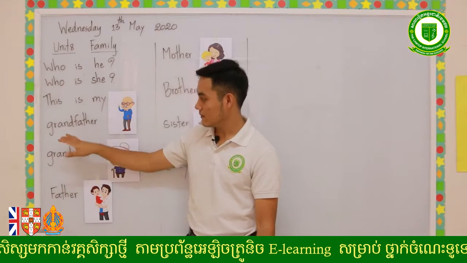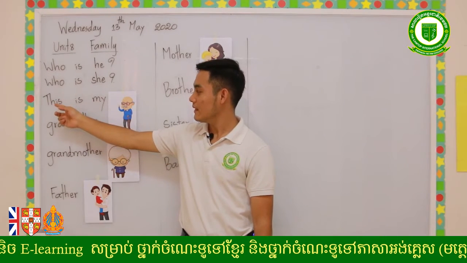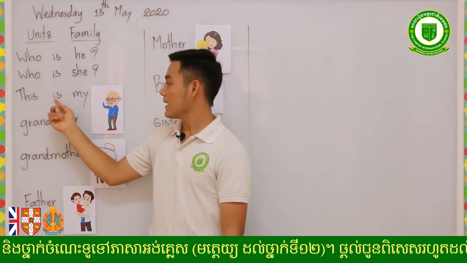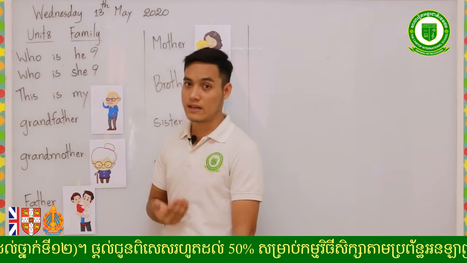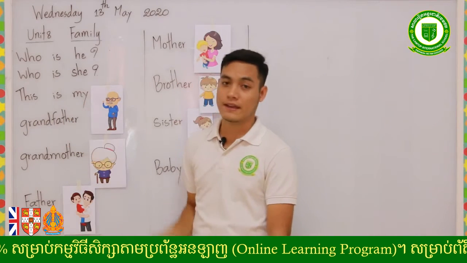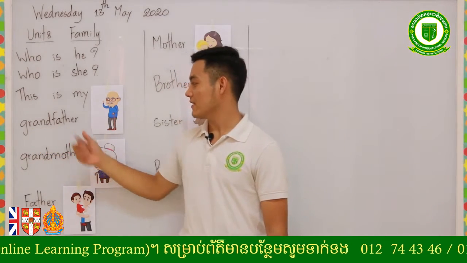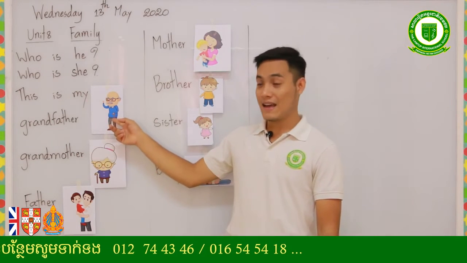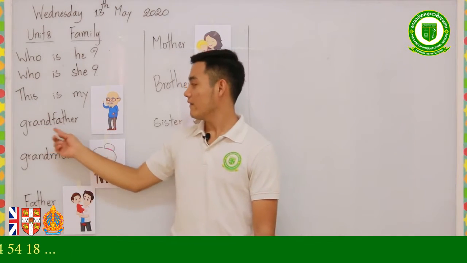The first one is, we practice this first. This is my. Again, this is my. Okay, let you practice reading. Again, this is my. Okay, now we go to the words. So here is grandfather. All right, grandfather. Look, okay, this is my grandfather. Okay, so read together about the word grandfather.